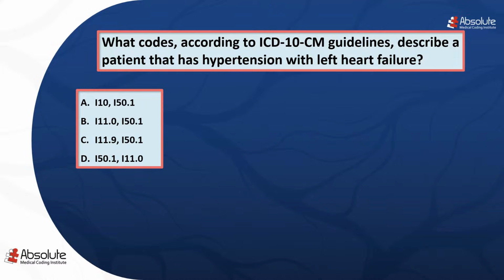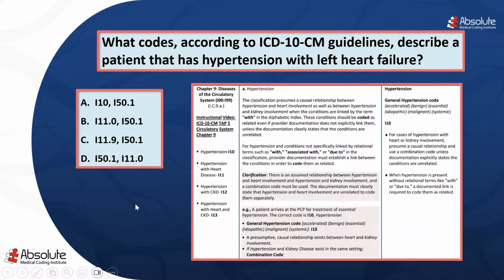All right, I'm getting a lot of awesome responses in the chat, so we will go ahead and break this down. Our guideline we are going to be using is right here, I.C.9.A. According to this guideline, there is a presumed causal relationship between hypertension and heart involvement. In this case, the patient has hypertension and left heart failure.